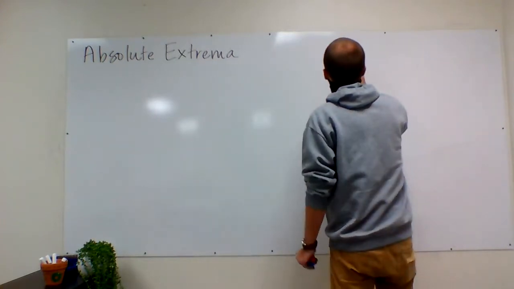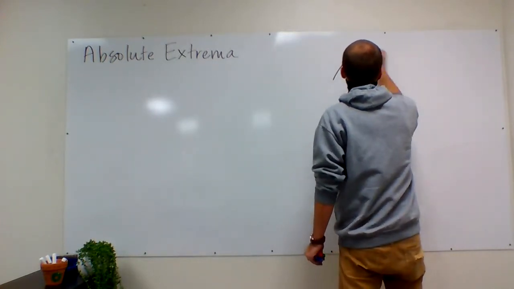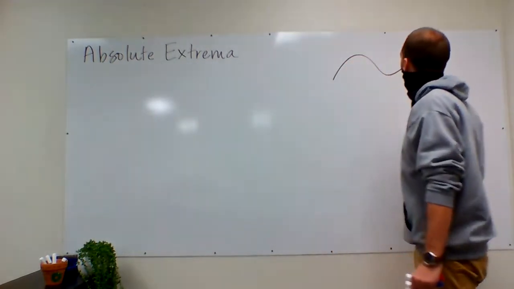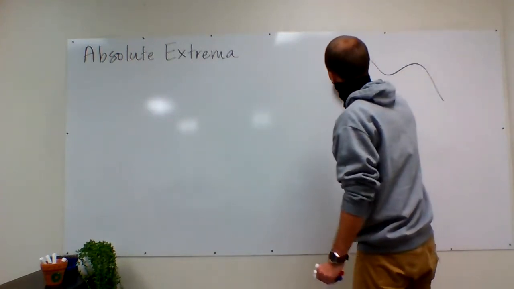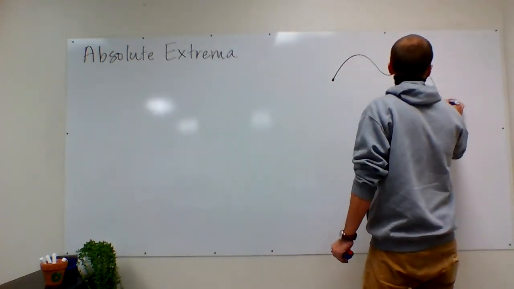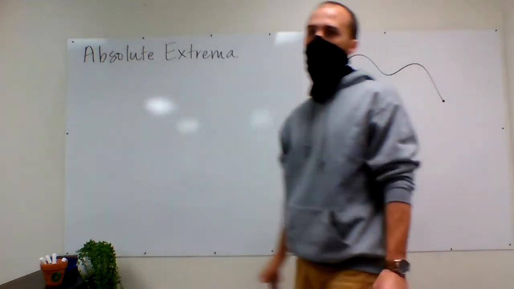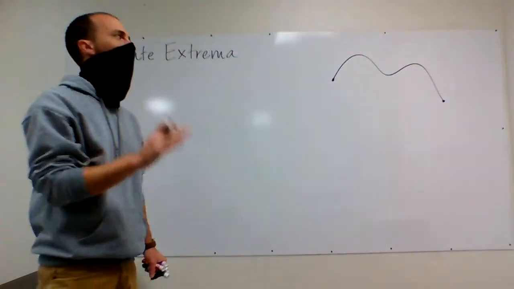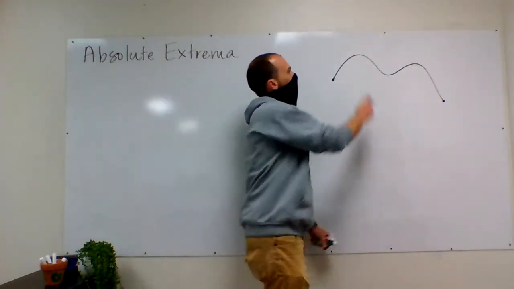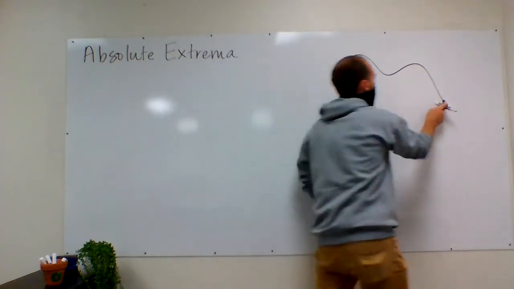If you've got a continuous function on a closed interval, meaning we're going to include this point and that point, it's got to take a maximum and a minimum value. Has to. Here was the maximum, and that looks like the minimum.